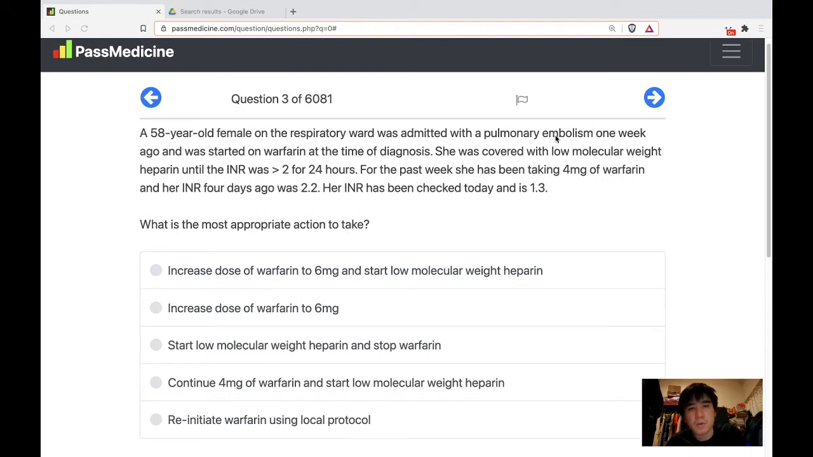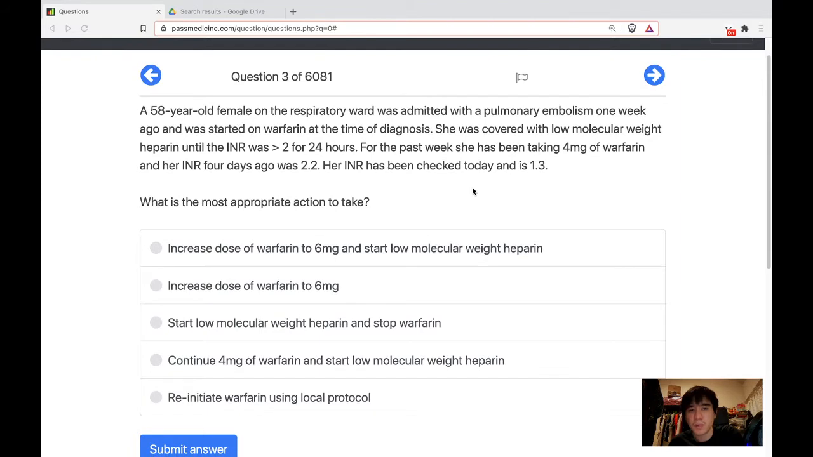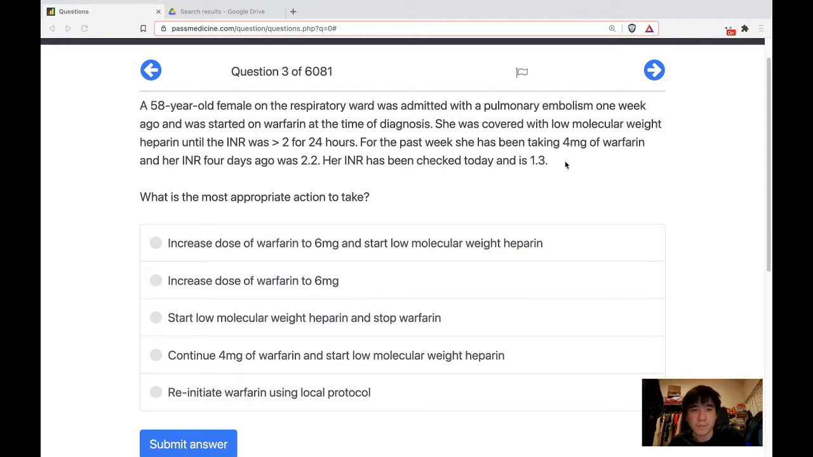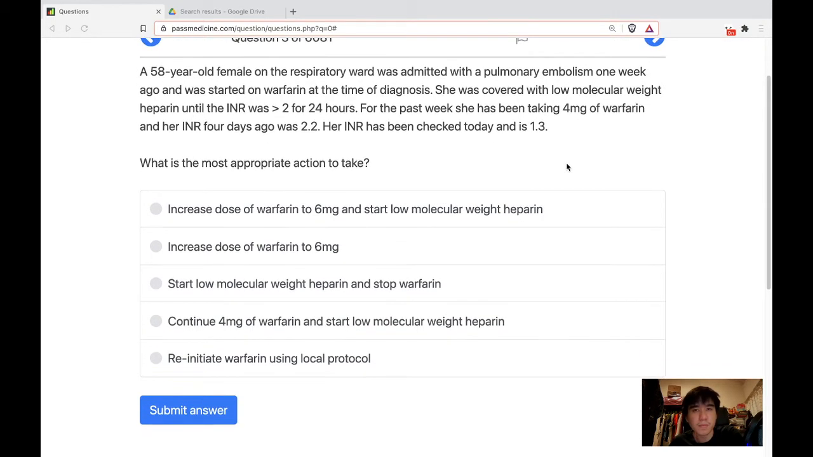So she had pulmonary embolism 1 week ago, started on warfarin, covered with low molecular weight heparin for 24 hours, 4 mg of warfarin, INR 4 days ago was 2.2. INR checked today and it's 1.3. So the appropriate action is to increase the dose of warfarin, right? Because the target is more than 2. What's the target INR? 2 to 3, right? I'm not sure.